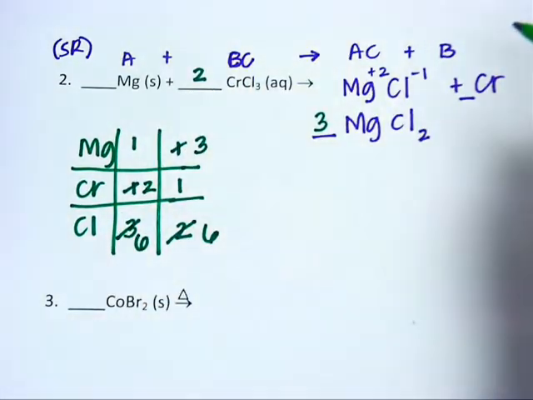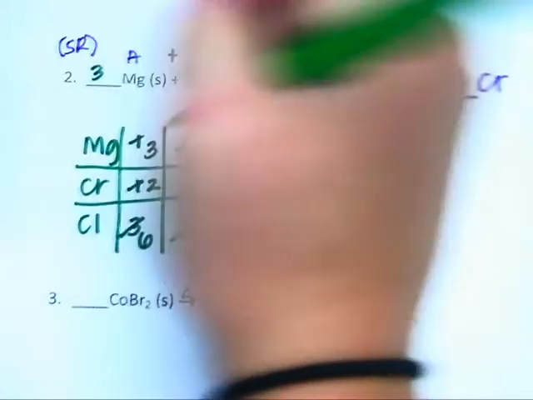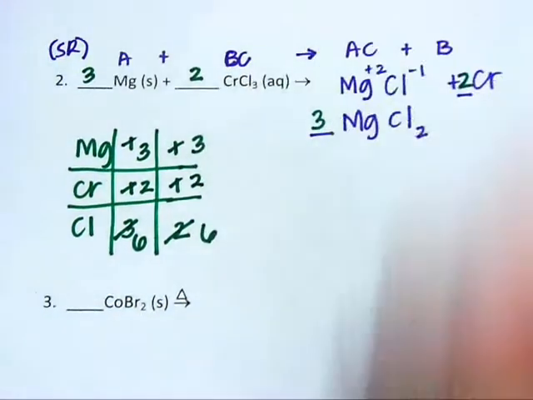And then I need to go and balance the other 2. So I'll put a 3 in front of magnesium and a 2 in front of chrome. You can balance however you like. This is one method. You can also do it in your head. So that's the balanced equation.